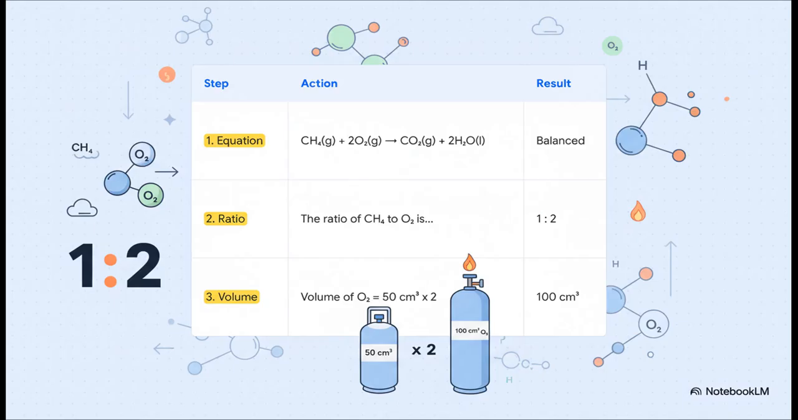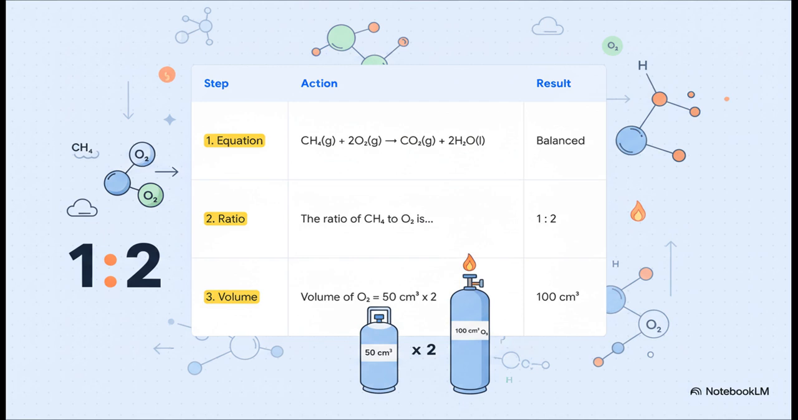The balanced equation for methane burning shows that 1 CH4 reacts with 2 O2, so the mole ratio is 1 to 2. That means the volume ratio must also be 1 to 2. So if we start with 50 centimeters cubed of methane, we are going to need double that amount of oxygen. 50 times 2 gives us the answer 100 centimeters cubed. It's as simple as that. And because our starting volume was in centimeters cubed, our answer is in centimeters cubed too.